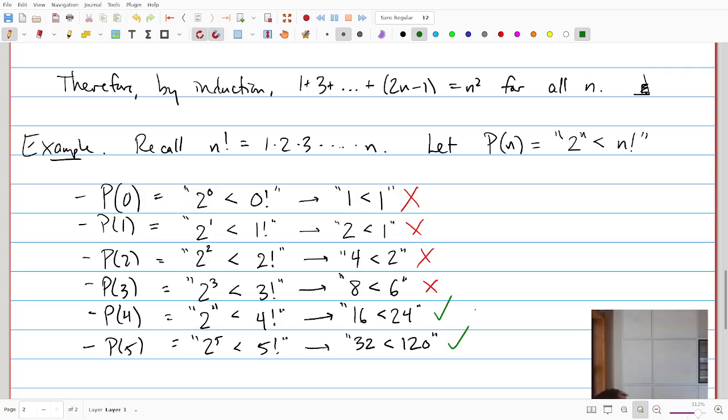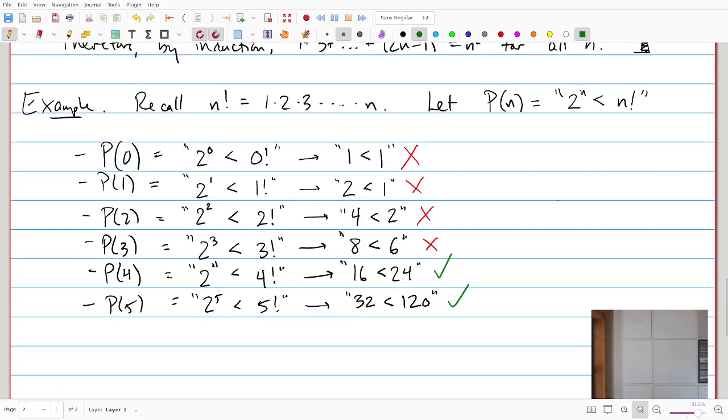So there's a couple things we could do at this point. One thing we could do is say, well, I only know how to prove things of the form for all natural numbers. So I'm going to make my P of n say something like 2 to the n plus 4 is less than n plus 4 factorial. And then when n is 0, it's really talking about 4. And when n is 1, it's really talking about 5. We can do that. That's kind of annoying, though.